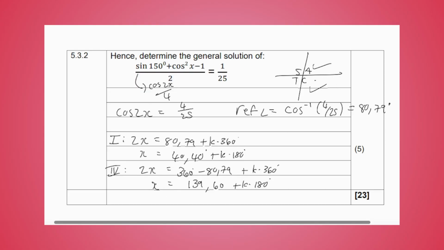Alternatively, instead of saying this is 360 minus theta, you could have also said it's just minus theta. So that's the alternative answer for this one, not for that one, you need this answer. The alternative answer would have been x is equal to negative 40,40 plus k 180. And then there's something you have to remember, otherwise you're going to lose marks. This is very important: you have to add k is an integer. And that's it for general trigonometry.